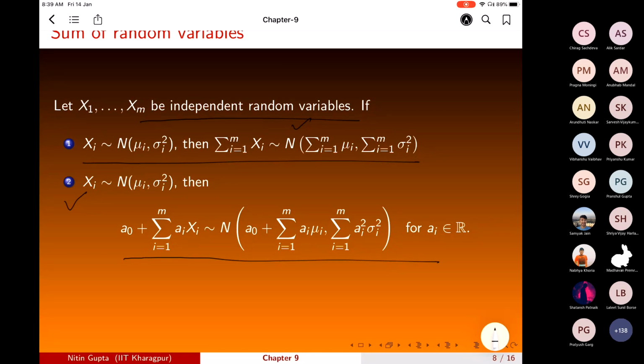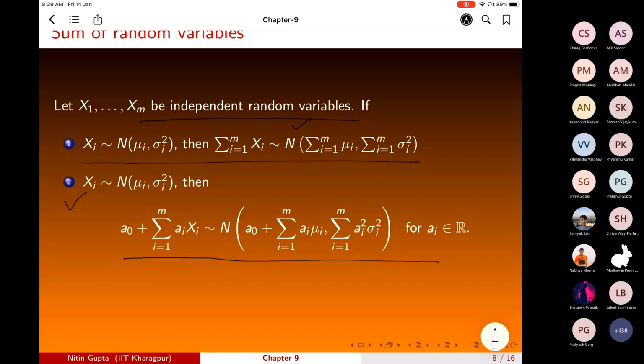Okay, and from the first statement, the summation, we can put the summation of yi. So we could get this. The mean would be the summation of ai mu i, comma, summation of ai square sigma i square, and then we have the extra a naught. So the summation of a naught into that would not change the variance. It would only change the mean. So we could directly say that it is the normal of a0 plus dash dash.